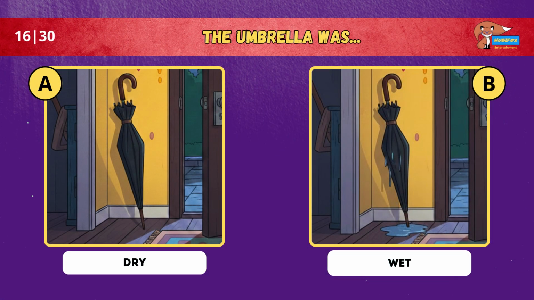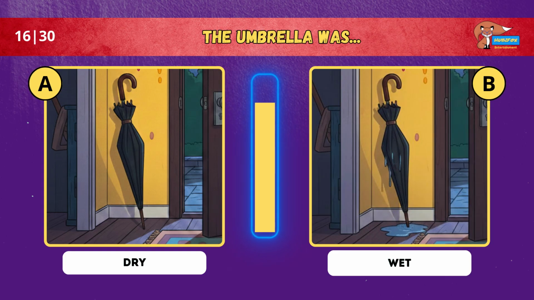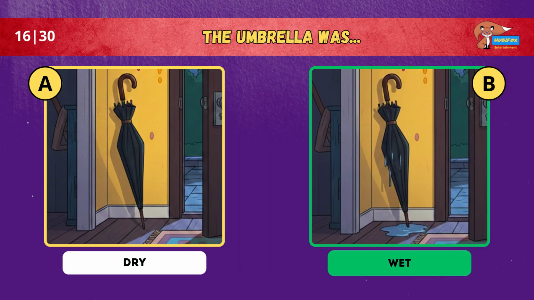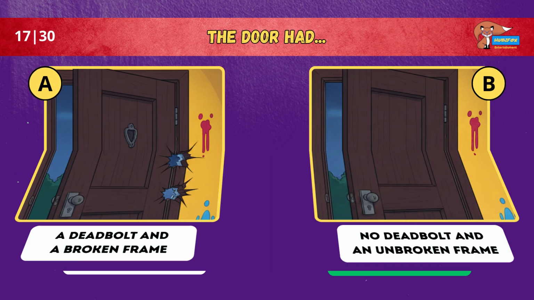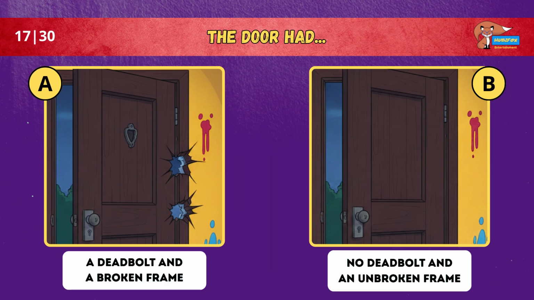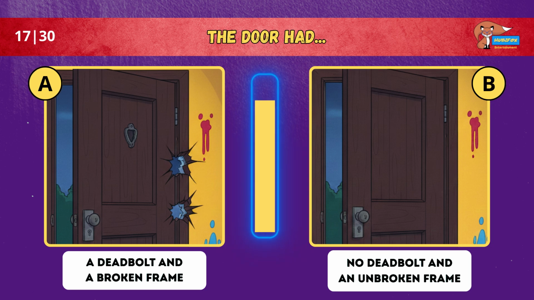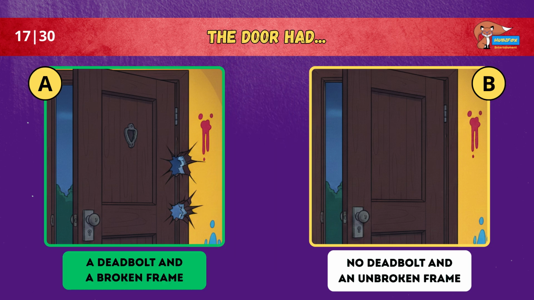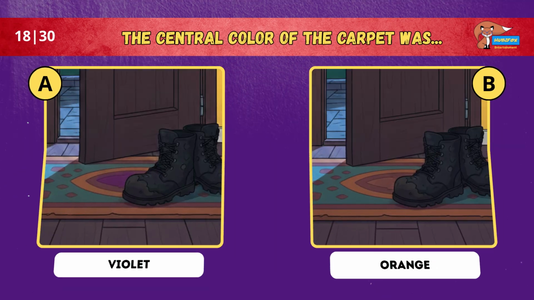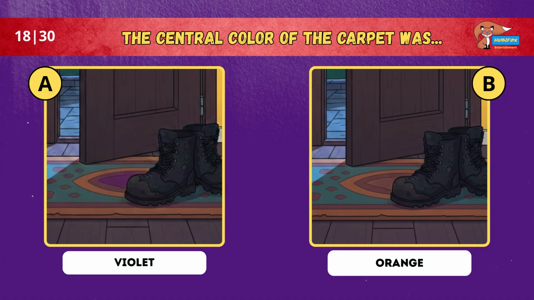The umbrella was dry or wet. The door had a deadbolt and a broken frame, or no deadbolt and an unbroken frame. The central color of the carpet was violet or orange.